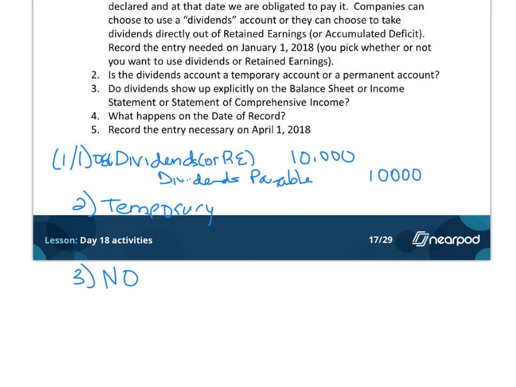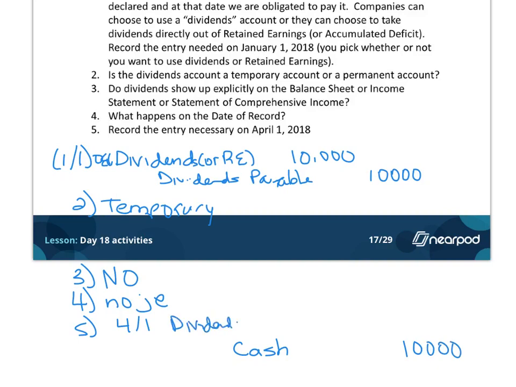All right, so what happens on the date of record? The date of record is when you just establish who actually gets the dividend check. So that does not require a journal entry. And so then finally, what happens on April 1st, when the dividend is paid, we're going to pay out cash of $10,000, and we're going to reduce the dividends payable. That's very straightforward. Dividends payable. And that takes care of this one. Cash dividends, they're pretty straightforward, pretty easy. Don't make them harder than that, right?